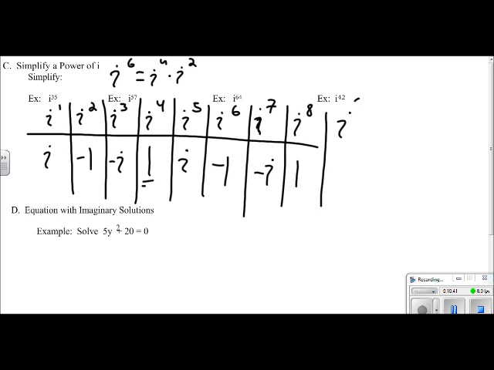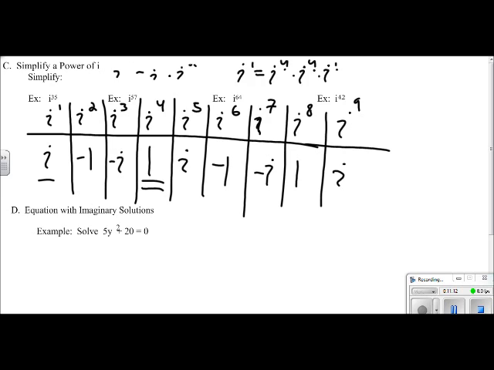And I to the 9th would be, I to the 9th is the same as saying I to the 4th times I to the 4th times I to the 1, because 4 plus 4 plus 1 is 9. We have I to the 4th is 1, times another I to the 4th is still 1, times I to the 1 just leaves us with I.